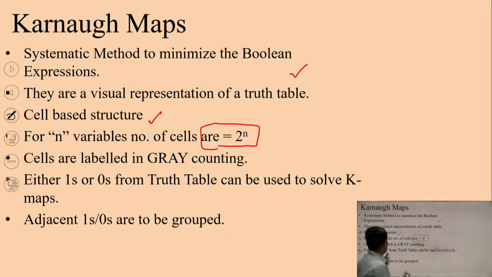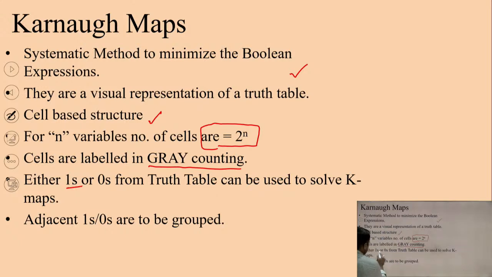Similarly, cells are labeled in Gray counting. This is another important point. That means you will not be using 0 0, 0 1, 1 0, 1 1. This is plain binary counting. Instead, we will be using the Gray sequence, which says 0 0, 0 1, 1 1, 1 0. So the rows and columns of the K-maps will be labeled with Gray numbers 0 0, 0 1, 1 1, 1 0 and so on.